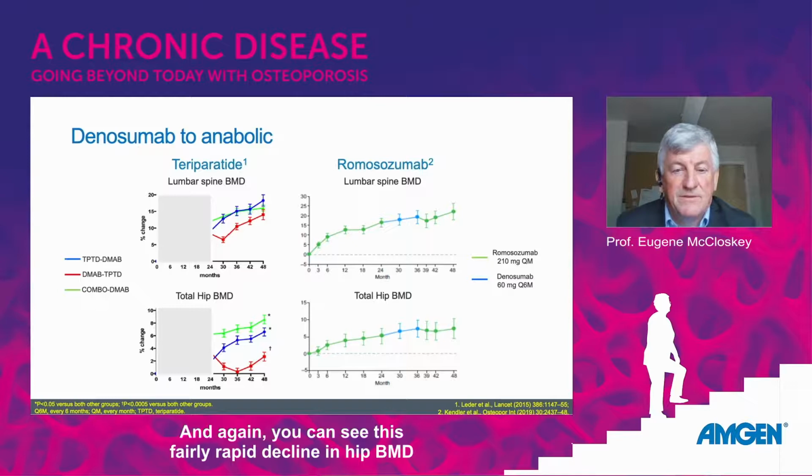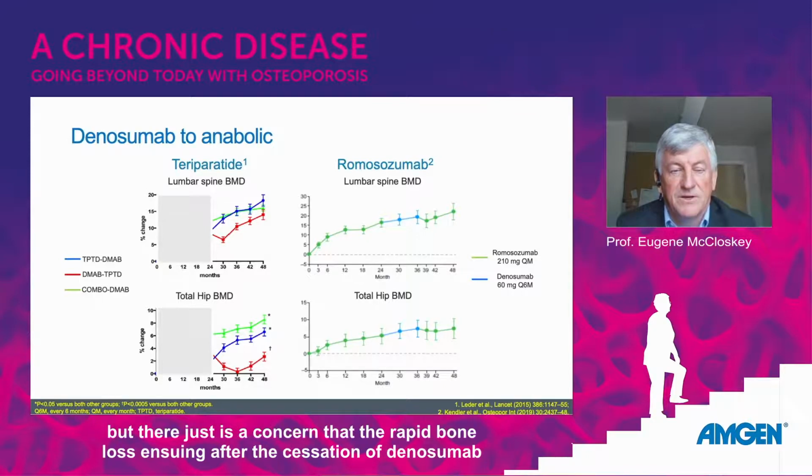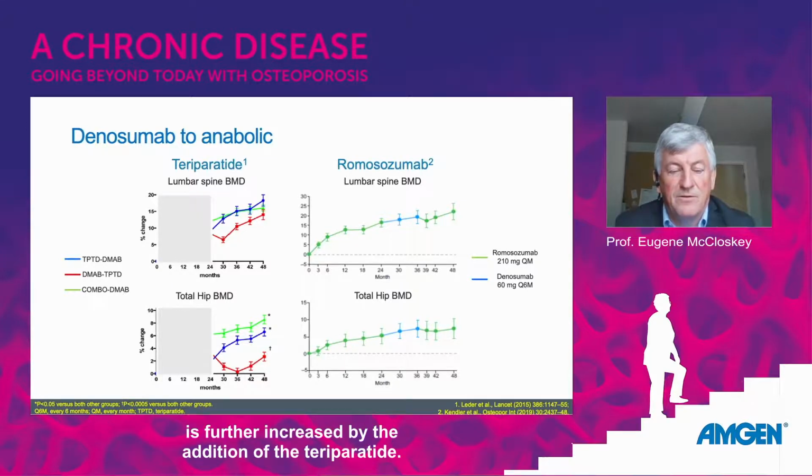And again, you can see this fairly rapid decline in hip BMD within the first 6 to 12 months of the transition. We don't have any fracture data in this setting, but there just is a concern that the rapid bone loss ensuing after the cessation of denosumab is further increased by the addition of the teriparatide. As I mentioned, we don't have any fracture data in this setting.